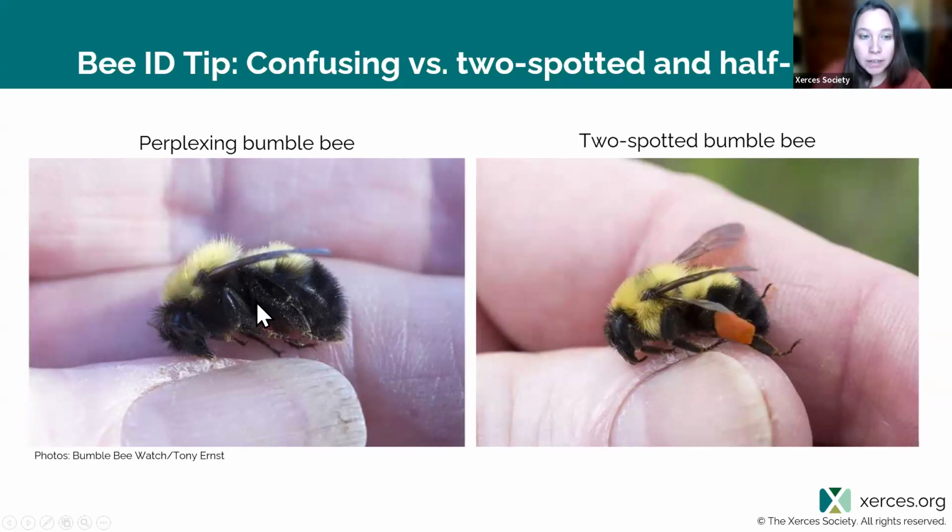The things to look out for here is that dark color on the side of the thorax. So for Bombus perplexus, we have dark hairs underneath the wing joint. For Bombus bimaculatus, the two-spotted bumblebee, we have light hairs there.